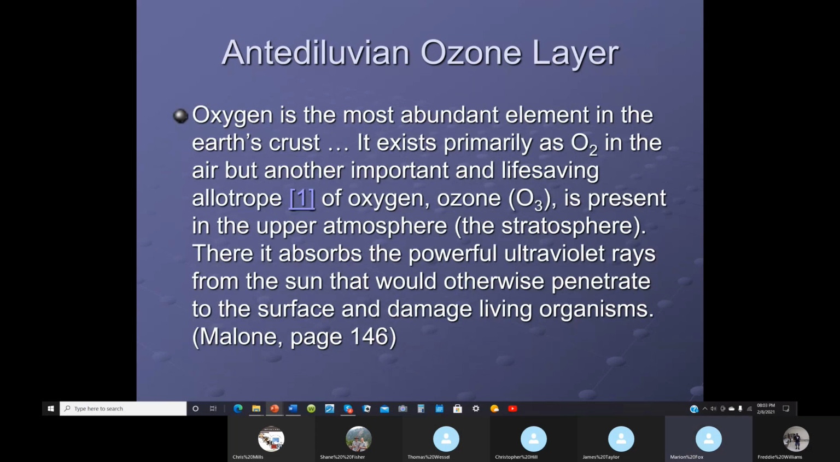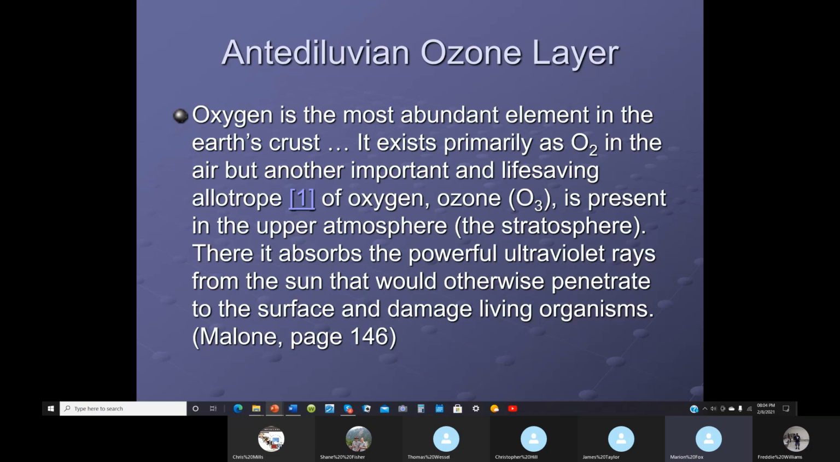Now, ozone does protect us some from ultraviolet radiation. Oxygen is the most abundant element in the Earth's crust. Malone tells us it exists primarily as O2, that's what we breathe in the air, but another important and life-saving allotrope of oxygen is ozone, O3, present in the upper atmosphere, the stratosphere. And let's go back. Allotrope, if you have had Greek, is from allos, so it's like it. It's made out of the same material, but it's still made out of oxygen, see? So we have two allotropes of oxygen, O2 and O3.